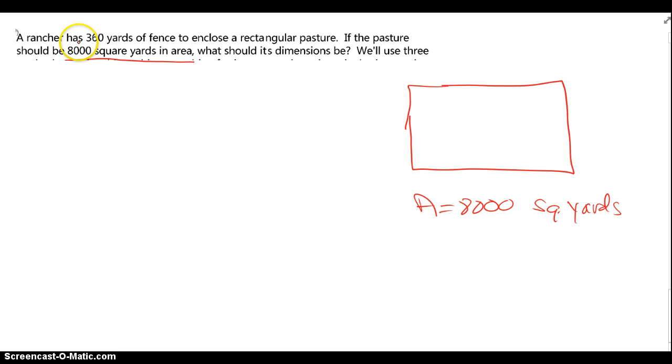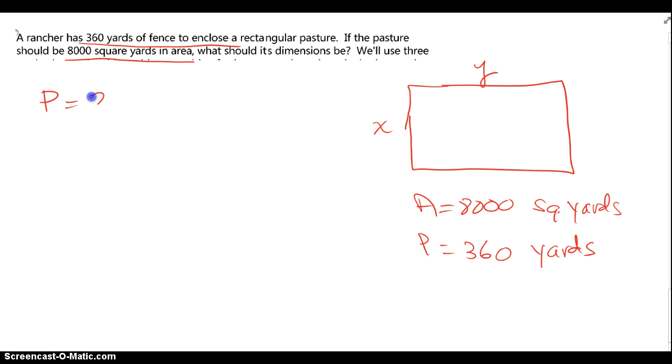And if the fencing goes all the way around, then that must be the perimeter, 360 yards. What should its dimensions be? So we have restrictions. The area has to be this much and the perimeter has to be this much. So I'm going to call this x the width, and we can call y the length if we want to.